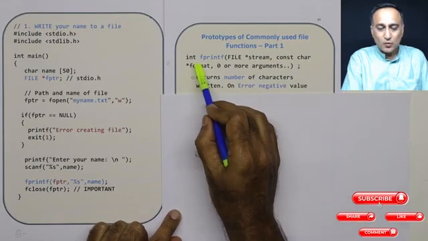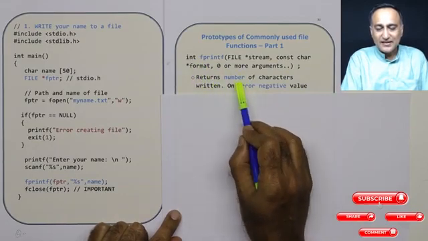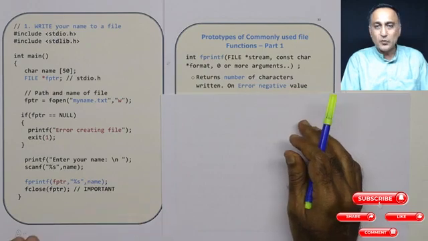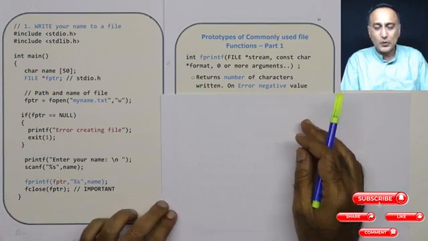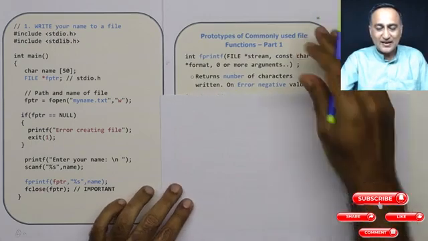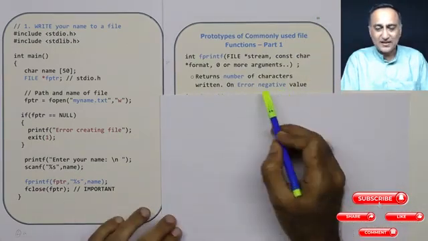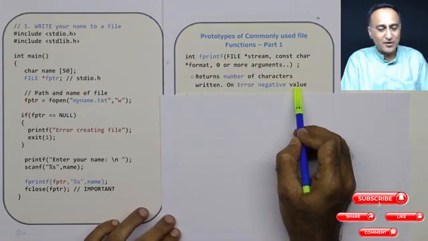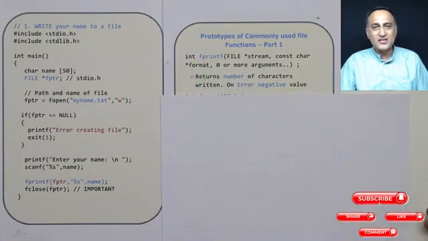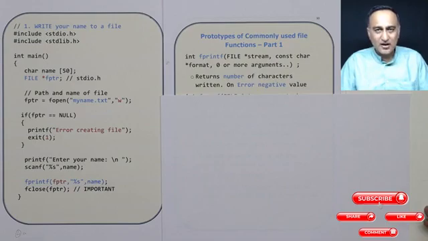Then what this fprintf is returning, it returns the number of characters written. So suppose I have written 20 characters, fprintf will return 20. Now if there is an error while writing, for some reason, it will return a negative value. So if this int happens to be a negative value, then you should understand that there was some problem trying to use the fprintf while trying to write data onto the hard disk.